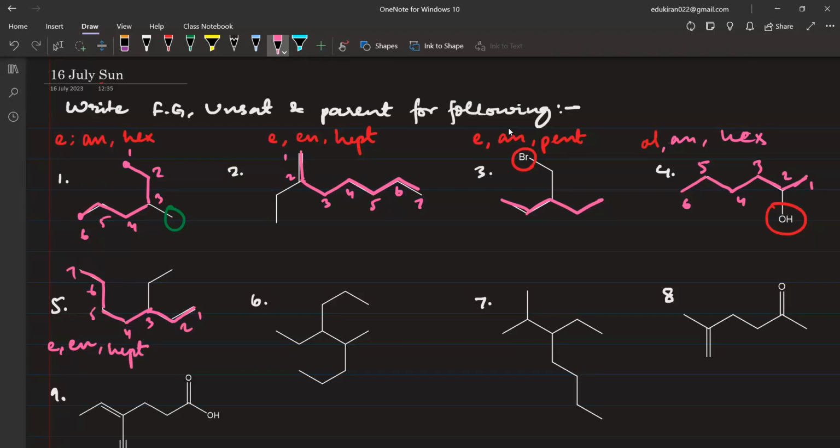Now in the sixth case, it is a bit tricky. You don't have any double bond, triple bond, or functional group. So it will be e, a, n, and the parent carbon chain, I think that this will be the longest carbon chain. With 1, 2, 3, 4, 5, 6, 7, 8 carbon atoms, it will be oct.